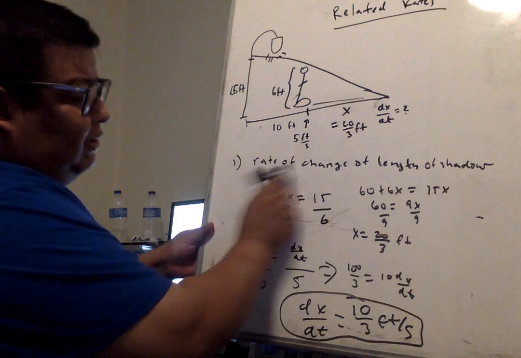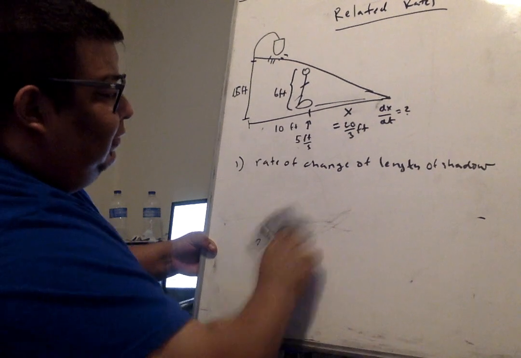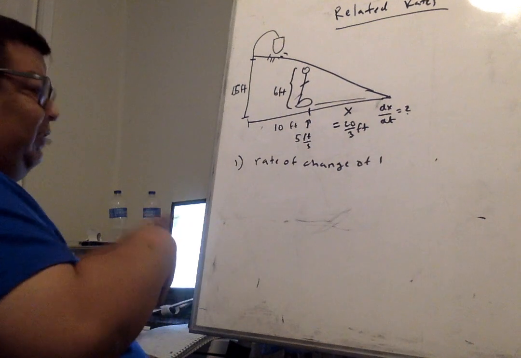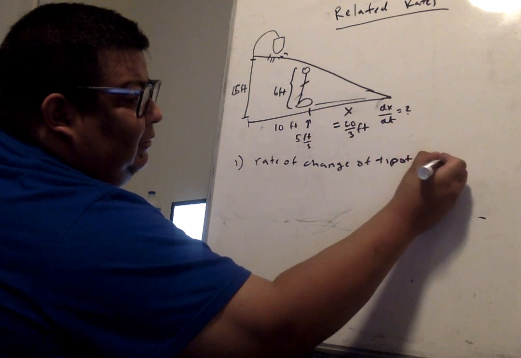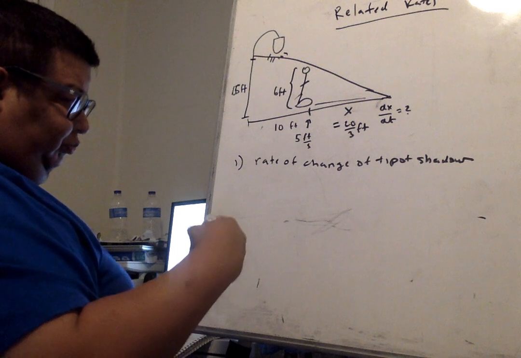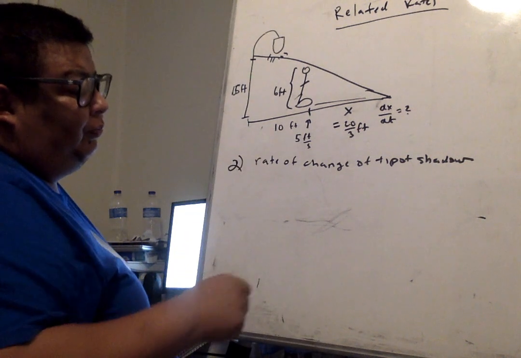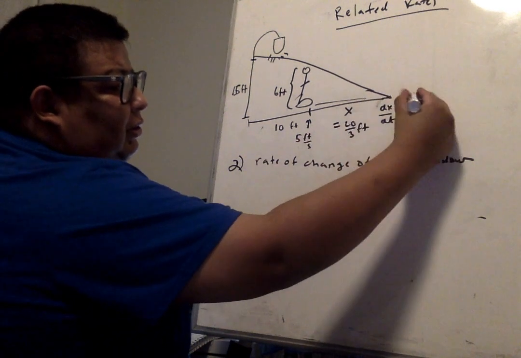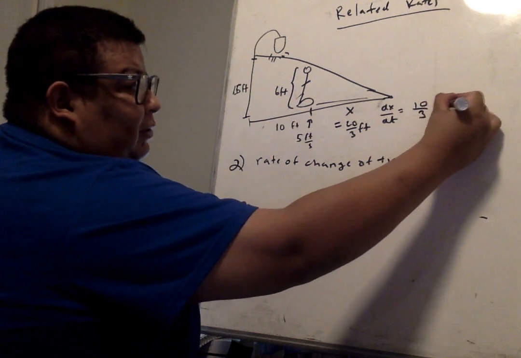And then the second step is to find the rate of change at the tip of the shadow. In other words, from here to here. For that, for problem number 2, we needed to find the rate of change here. What's the rate of change here? We found it to be 10/3 feet per second.